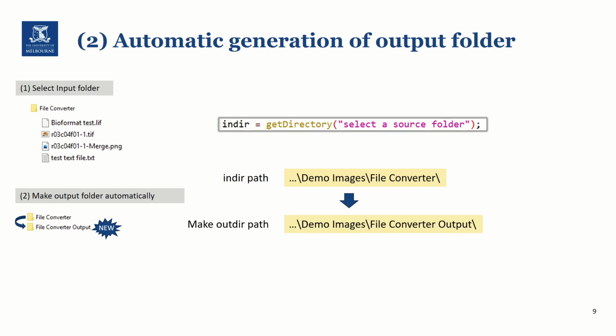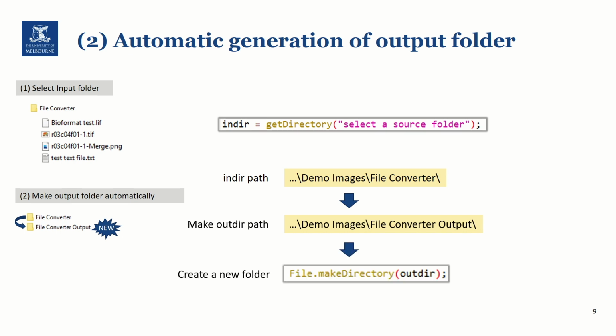Then we are going to composite a new path string based on this indir. So it is the same until the demo images and /, but the folder name is different so that it has the original folder name with an additional word after that, such as output. This will also end with / as this will also be a folder. Once we have this string, we can let ImageJ make a new folder using a function called file.makeDirectory, and we can add the path inside this bracket.